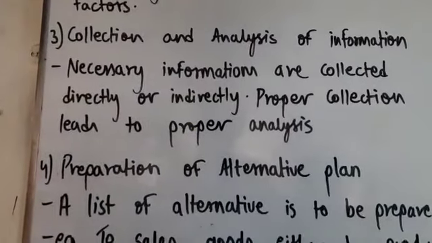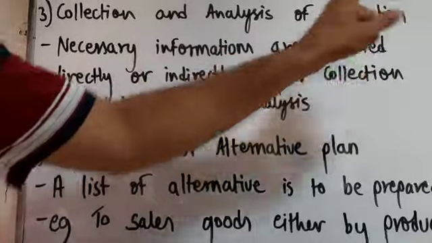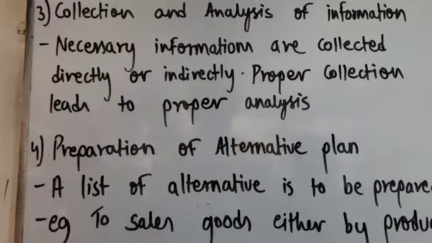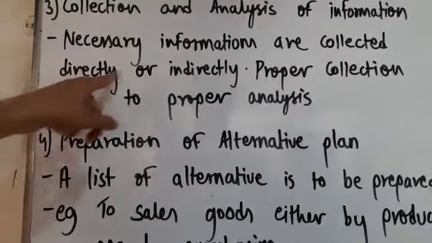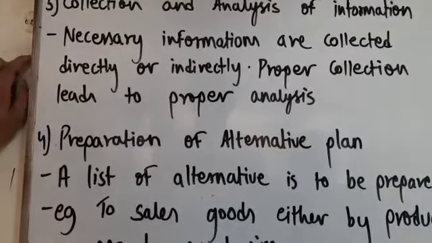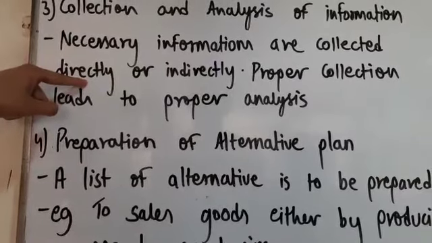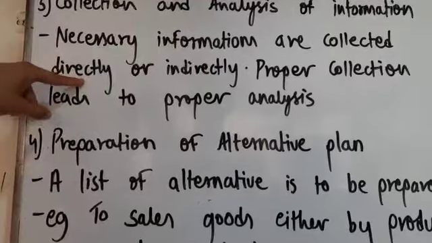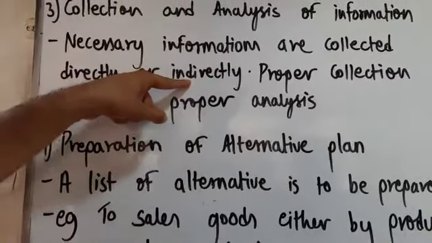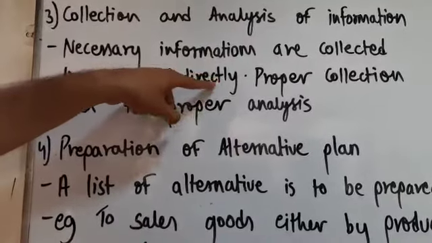Now let's see the third step, collection and analysis of information. Necessary information is collected directly or indirectly. What do you mean by directly or indirectly? Directly means when we are getting the data directly from the source. Indirectly means when we are getting the data from Google or any other reference site.